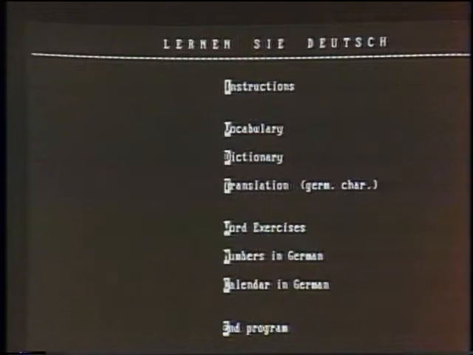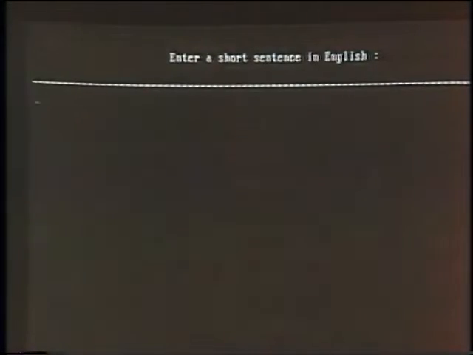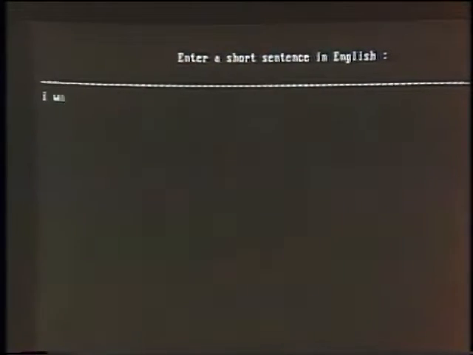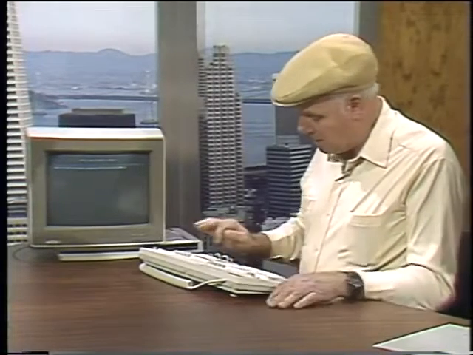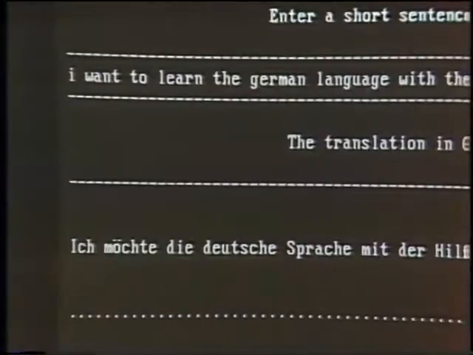I'll give you an example. Okay, we are now in the menu, so we hit the T key twice and we enter, let's say, I want to learn the German language. Correct me if I misspelled it. With the help of my computer. Now that's a fairly... Whoa, that was fast. It goes very fast.